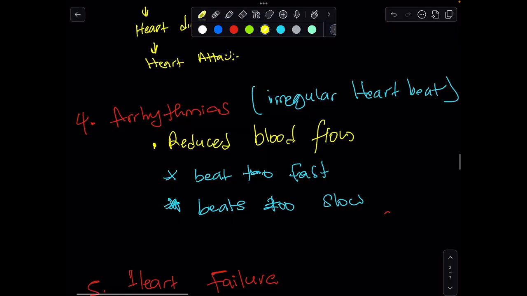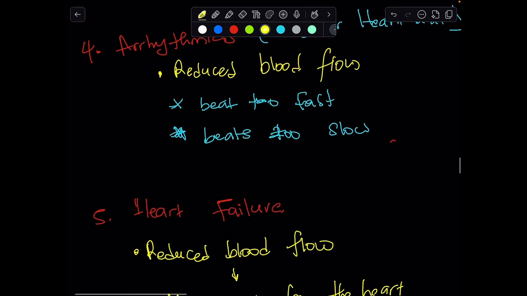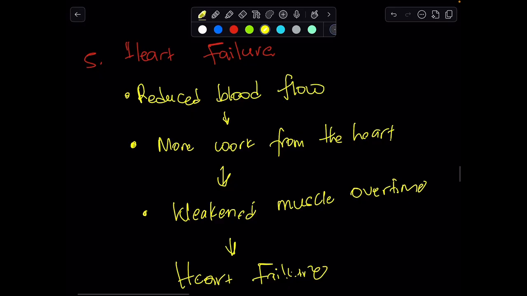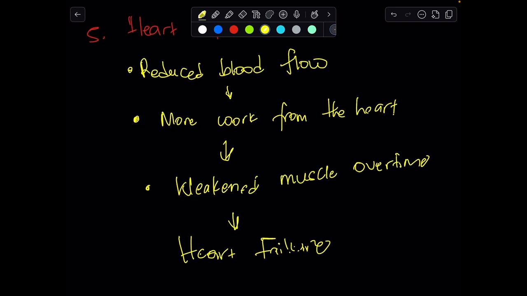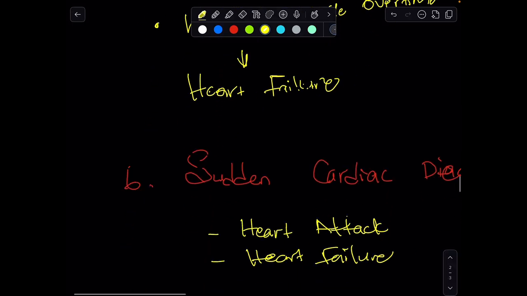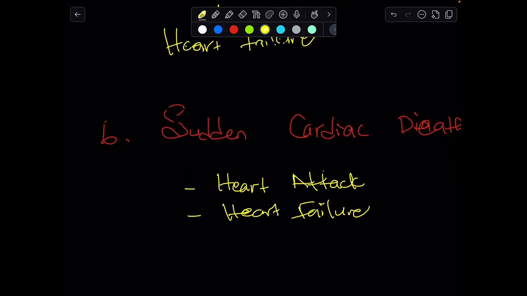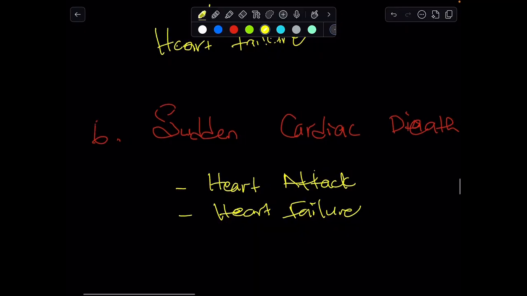And arrhythmias, irregular heartbeat. Remember, reduced blood flow is the premise. So the heart's not getting enough blood. So it might say, okay, let me beat faster so I can push more blood through, or let me beat slower so I can save some of the blood. So there is that irregular rhythm. It's not going as its regular lub-dub. So that's pretty much what arrhythmias mean. Heart failure. We know that heart failure comes from reduced blood flow because remember, that's the premise. Reduced blood flow means the heart wants to work more, and because the heart wants to work more, the muscles weaken over time, and weakened muscles lead to heart failure. And we know sudden cardiac death happens as a result of heart failure or heart attack.